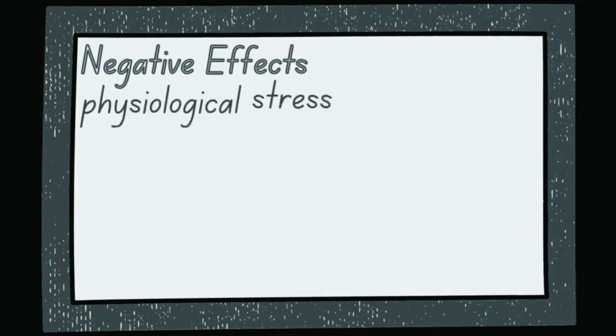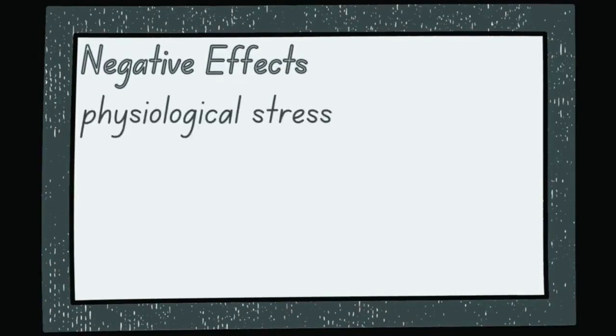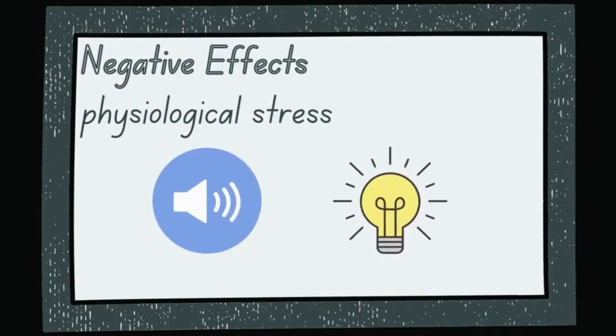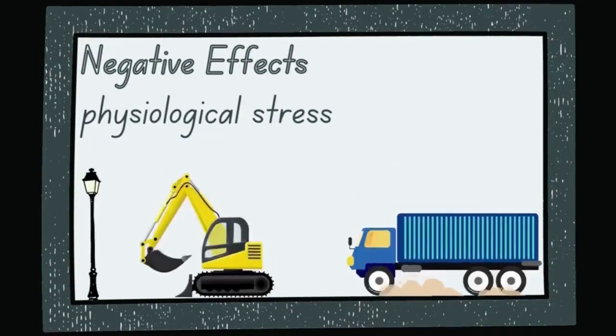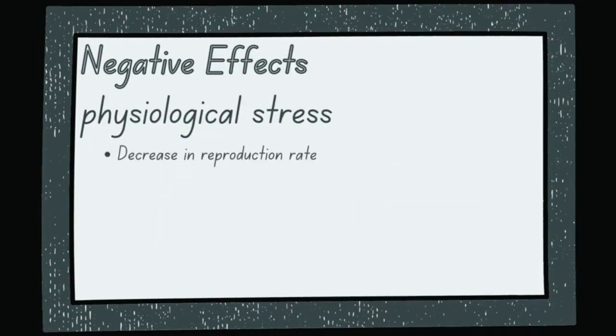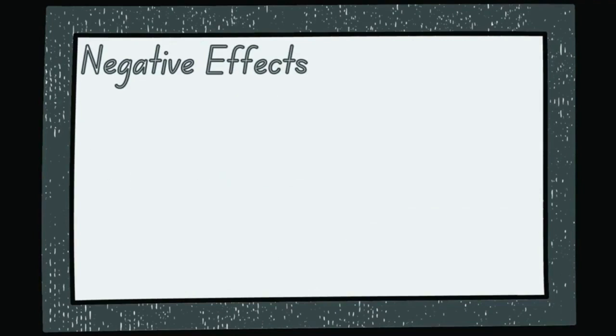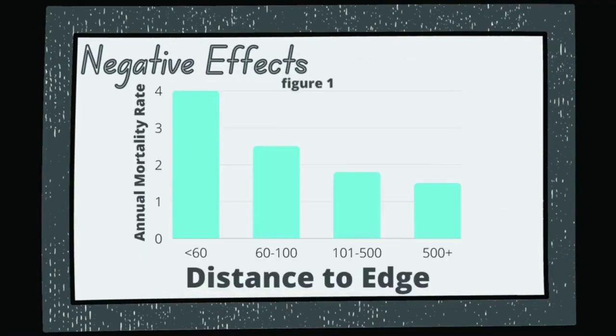The fragmentation can also put species under physiological stress. Sounds and light activity often can stress species, causing a decrease in reproduction rate. This can lead the population to go extinct. Overall, fragmentation negatively impacts species. In fact, results from a study done in the Amazon rainforest show that populations closer to an edge tend to have a higher mortality rate.